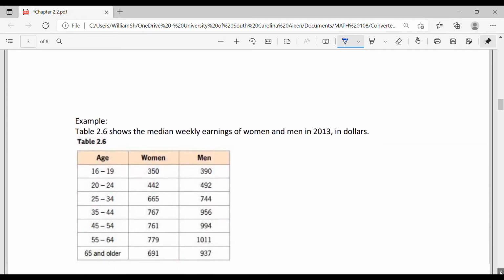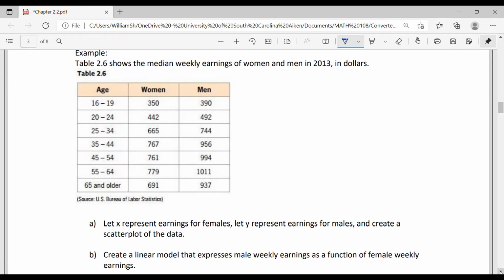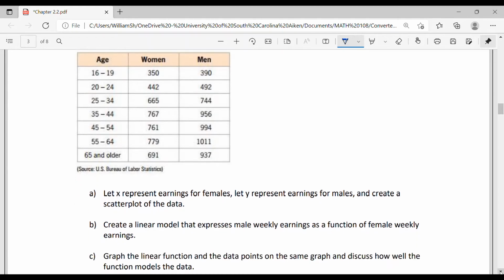We're going to scoot on down to this very next example. It says table 2.6 shows the median weekly earnings of women and men in 2013 in dollars. And it does that. It says age, it gives your age, gives women, gives men. Part A says let X represent the earnings for females, let Y represent the earnings for males. Create a scatter plot for the data. So women are our X values, men are our Y values. We want to create a scatter plot for the data. We want to create a linear model that expresses male weekly earnings as a function of female weekly earnings.